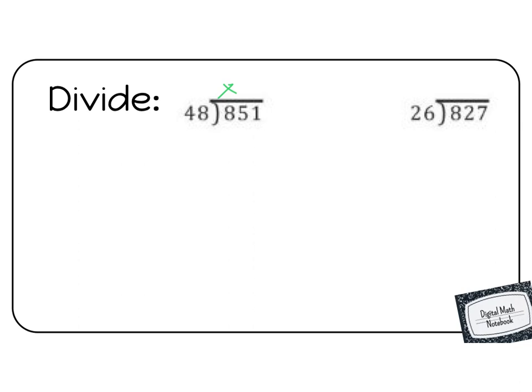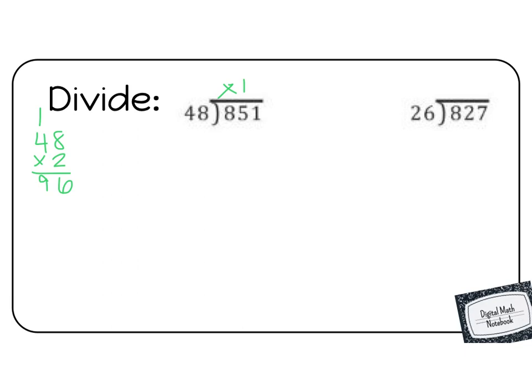So if I think about 48 times 2, sometimes when we divide, we have to do a little bit of multiplying to see how close we can get. 8 times 2 is 16. 2 times 4 is 8, plus 1 is 9. So even 48 times 2 gets us more than 85, so it can only go in 1 time. So the 1 goes on top.